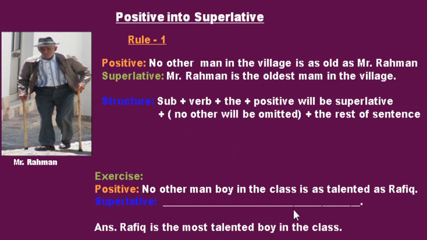Okay, then rest of the sentence. No other boy in the class is as talented as Rafiq. So how you can use it? You have to use first subject Rafiq. Rafiq is the most talented boy in the class. Simply no other will be deleted and you have to take out Rafiq, first subject Rafiq, then you have to use is, then you have to use superlative form, the most talented. Talented here is more than one syllable, so you have to use most talented, is the most talented boy in the class. I hope you have understood.